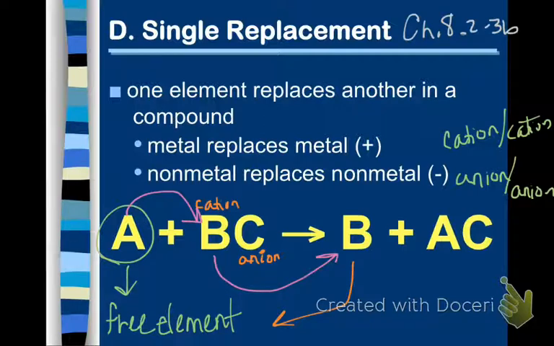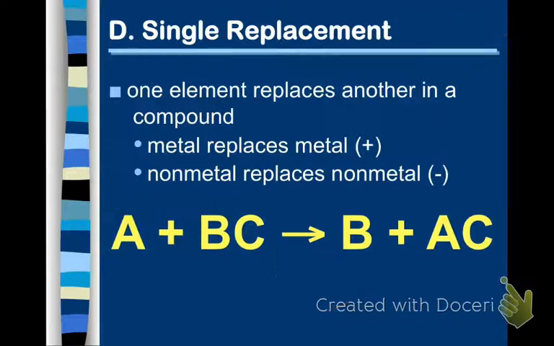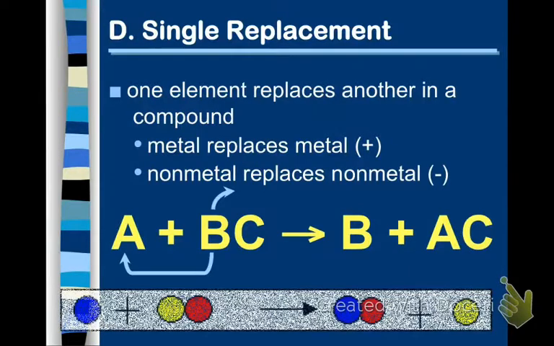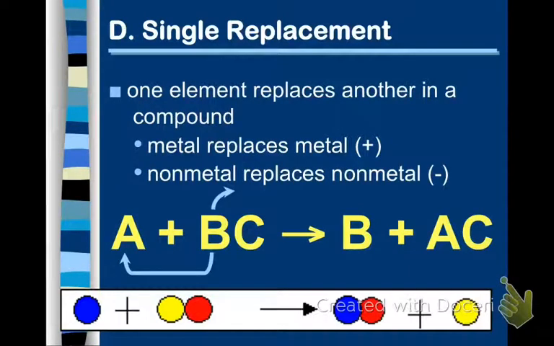So we're going to go back and look and see what else is in the PowerPoint. So again, it shows A replacing B. B is kicked out as our new free element on the product side. A and C form a compound. So we were replacing positive charges. A could have been a metal and B could have been a metal.